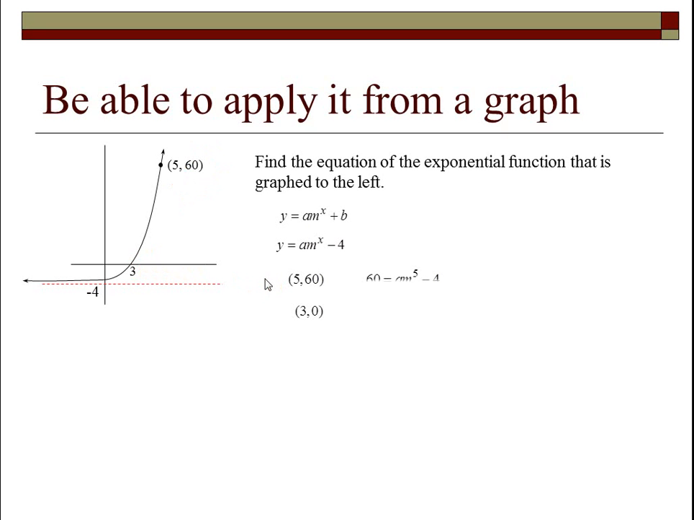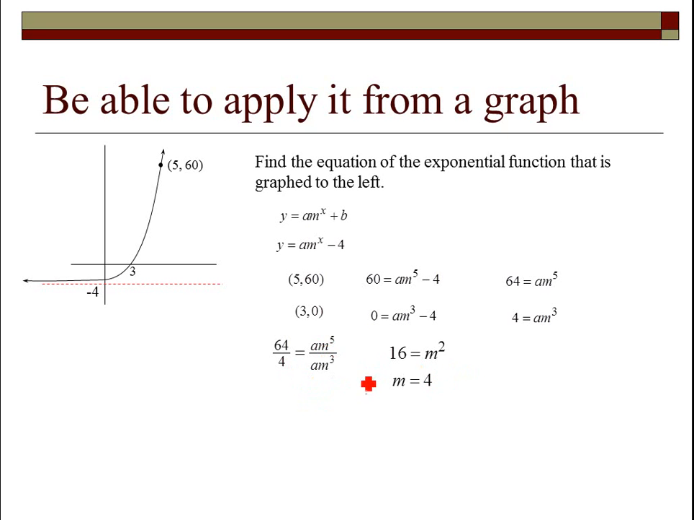So we're going to plug in our equations. So when I plug in (5, 60), I get 60 is equal to a m to the fifth minus 4. Plug in 3 and 0. Remember, x is 3, y is 0. So 0 equals a m cubed minus 4. We're going to add 4 on both of these equations. So I get 64 equals a m to the fifth. 4 equals a m cubed. We're going to divide these equations. 64 over 4 is 16. The a's will cancel. m to the fifth over m cubed is m squared. My multiplier is simply 4.